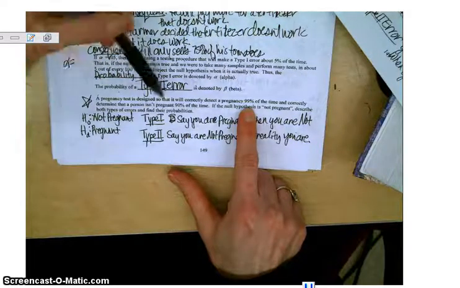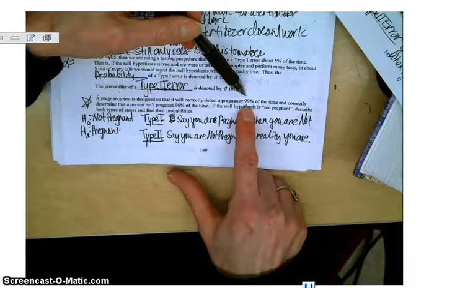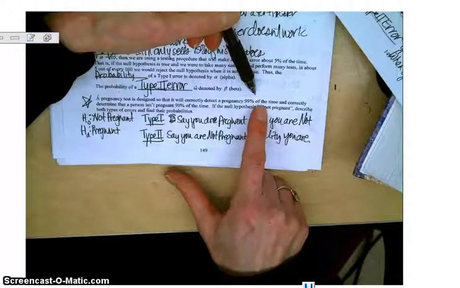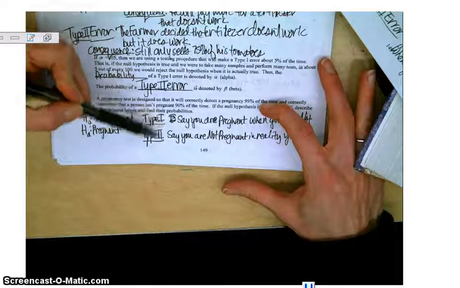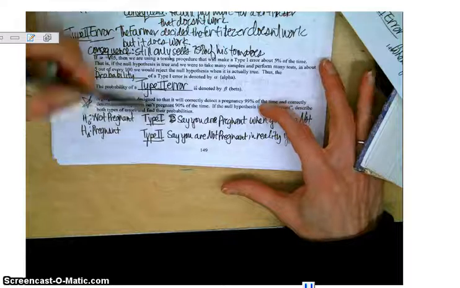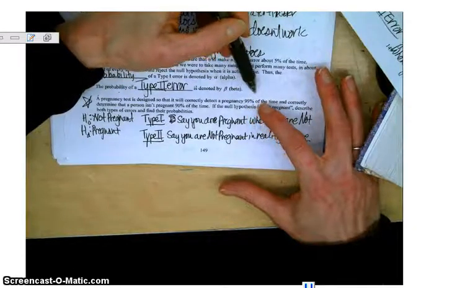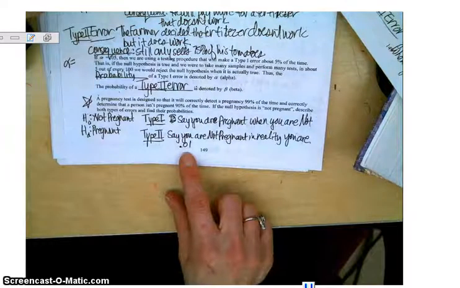So it correctly detects a pregnancy 99% of the time. So 99% of the time it'll say a person is pregnant when they are, and 1% of the time it will say a person is not pregnant when they are pregnant. So which of those does that go with? It goes with the type 2. So the 99% is the good decision. The other, the 0.01, is actually the type 2 error.